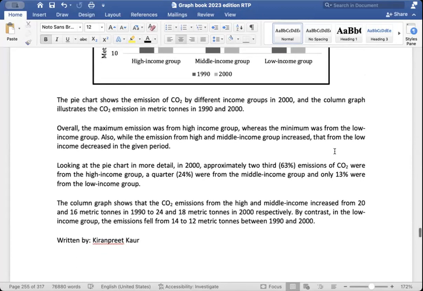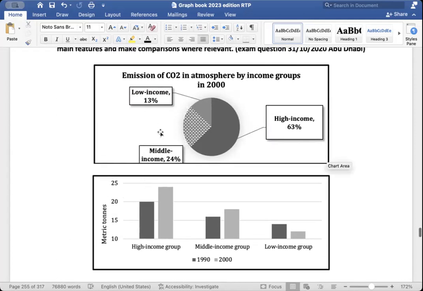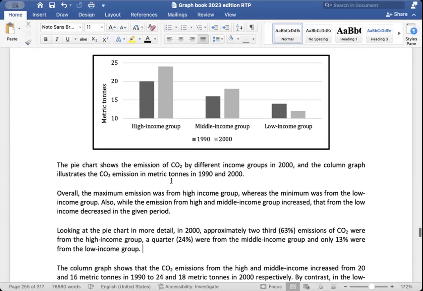So in 2000, approximately 2/3 emissions of CO2 were from the high income group, a quarter were from the middle income group, and only 13% were from the low income group. Is the whole pie chart finished in one sentence? Yes. Now we come to the bar graph.